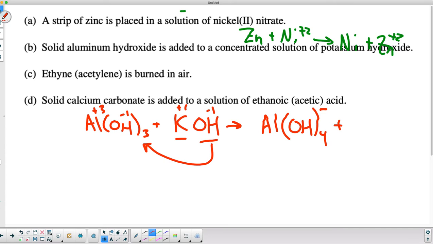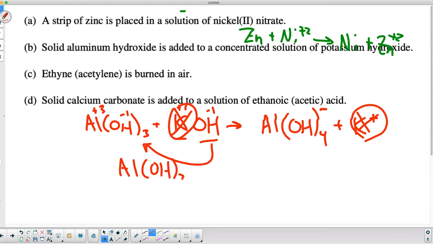Okay, now that means that I got potassium with a +1 here floating around. The problem with potassium as a +1 is that if it's here and it's here as a +1, it has now become a spectator ion. Now we don't have to balance anything, but I am going to have to show the hydroxide plus OH minus like this goes to aluminum hydroxide, the 4 with a -1 like that.